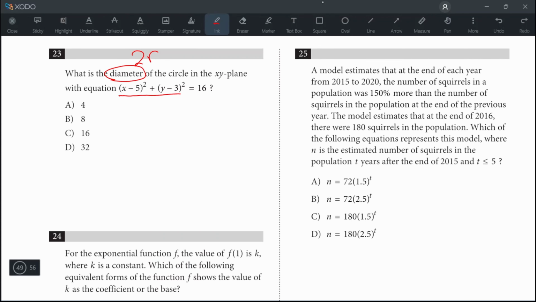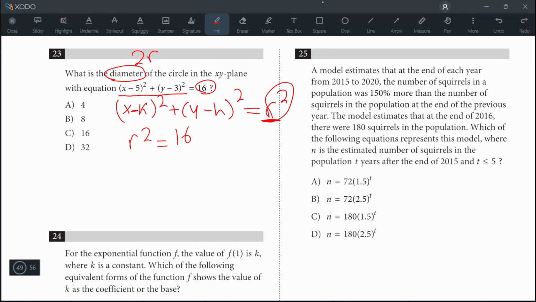the equation of a circle is x minus h to the power of 2 plus y minus k to the power of 2 is equal to r to the power of 2. So 16 is equal to r to the power of 2, where r is the radius. Solving for r, we will have r equal to 4. So the radius of this circle is equal to 4.